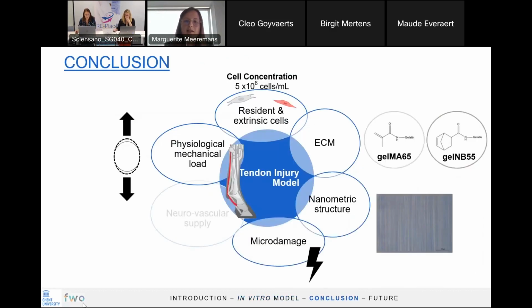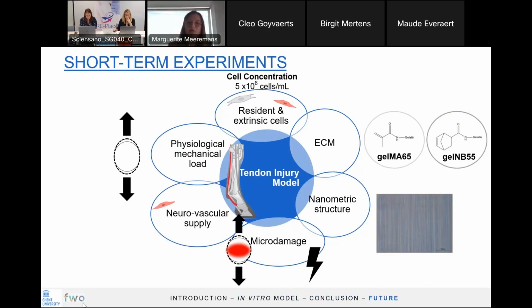So to summarize, in the first half of my PhD, I was able to isolate the different cell types. We were also able to include the extracellular matrix composition and try to mimic the structure. We included physiological mechanical loading, and we also were able to mimic the acute damage to the tendon. However, there's still some work to do.